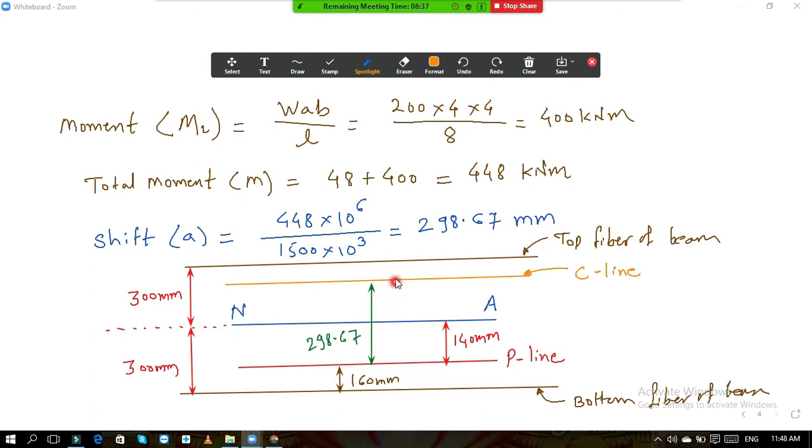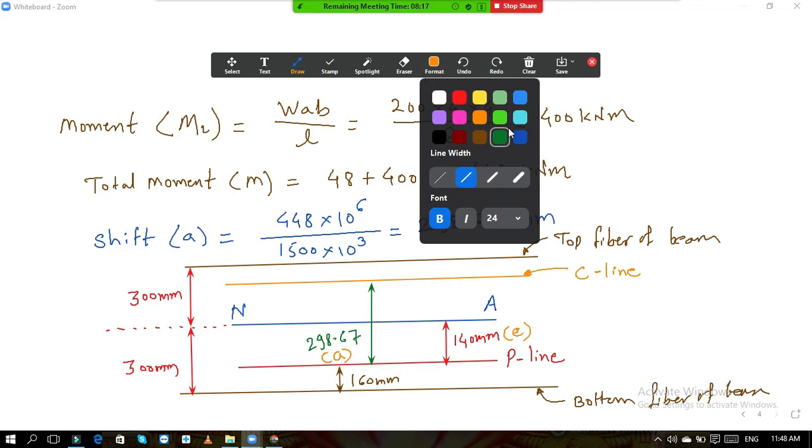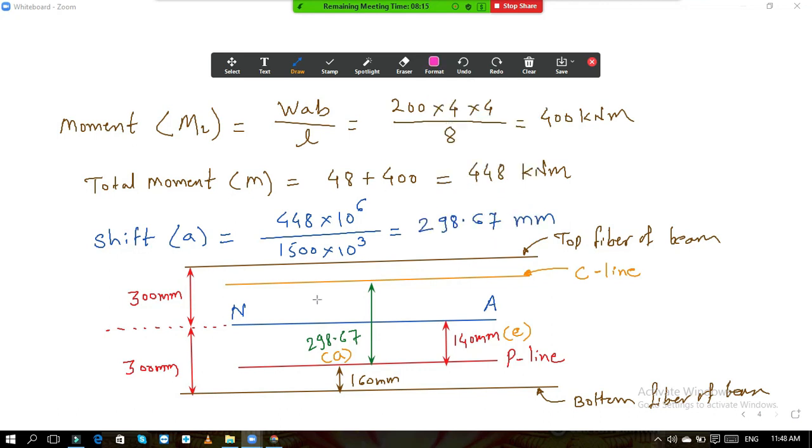So now the distance, see, I will write, this is 140 mm, this is nothing but your eccentricity E. This is the distance between the C line and the P line. Now I want to calculate the value of E dash. So E dash will be the distance of the C line from the neutral axis. This is my value of E dash, and what is that value?